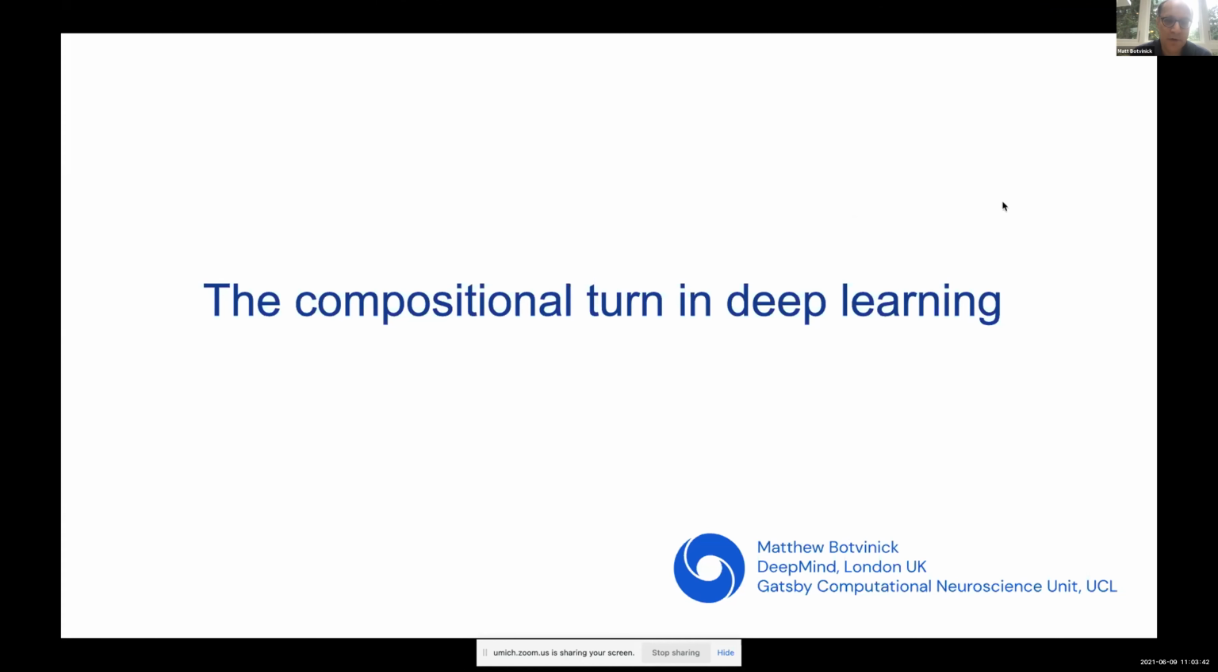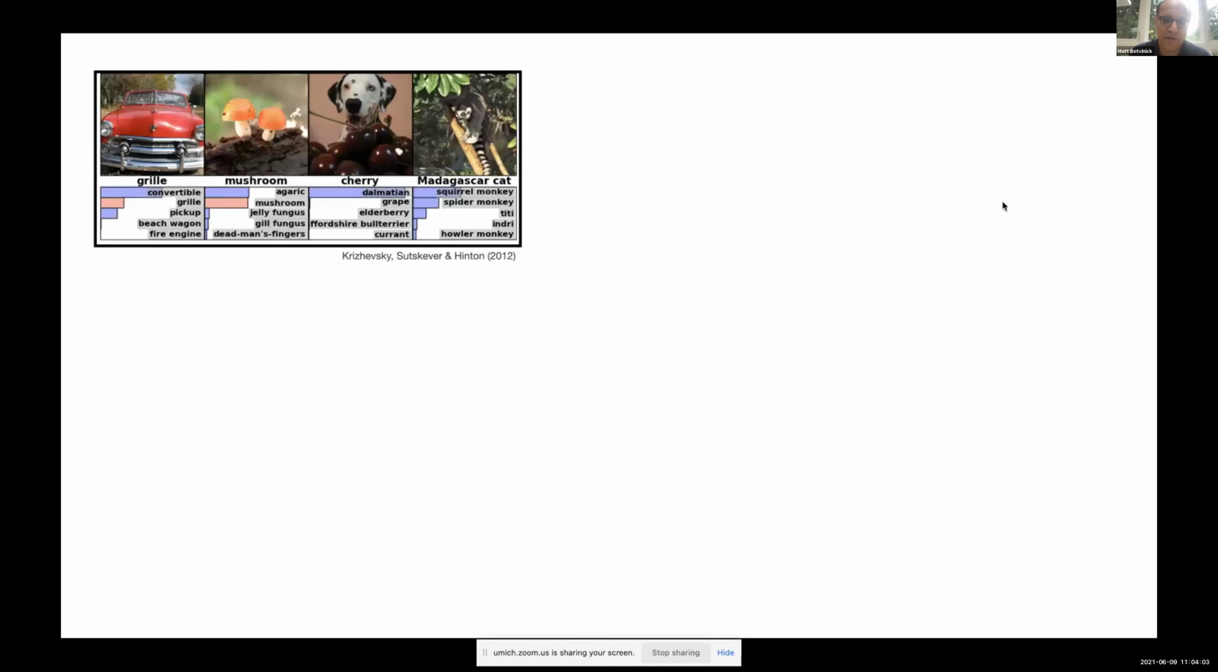I'm going to talk about some developments in what we now call deep learning, what we all used to call neural network modeling, that I think are pretty exciting on the topic of architecture, neurocognitive architecture. And it's all about this thing that I want to call the compositional turn.